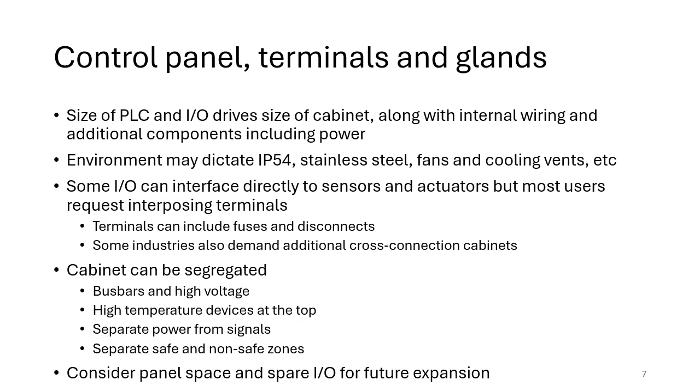Cabinets may need to be segregated. You might have bus bars and high voltage in one part of a cabinet or panel. You might put high temperature devices at the top so that the heat rises and doesn't affect other devices. You often need to consider separating powerful devices or that use a lot of power from signal level devices. And you may also need to separate safe and non-safe zones, particularly if you've got a safety related application.